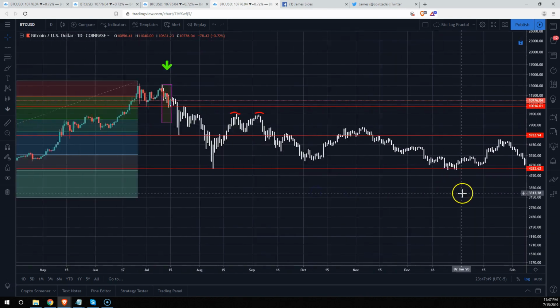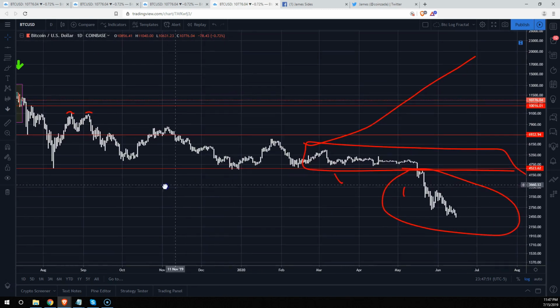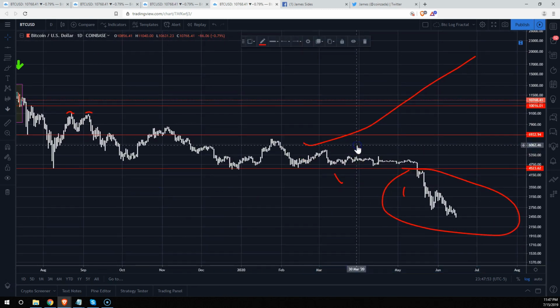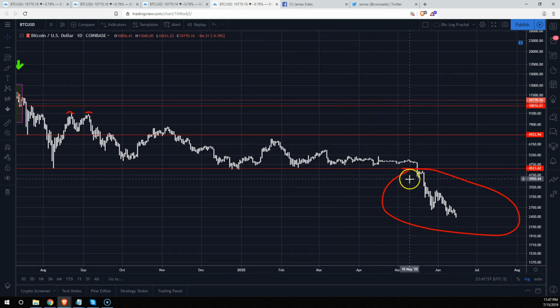The one part of this fractal that I think is unlikely to happen, and I had some drawings on here because I shot the video once before and it didn't record properly. I don't think this is very likely. I think this is probably not going to happen. And the more that I look at it, the reason I think that is because of the timing. This would be May of 2020. This is where the next Bitcoin halving is going to take place.